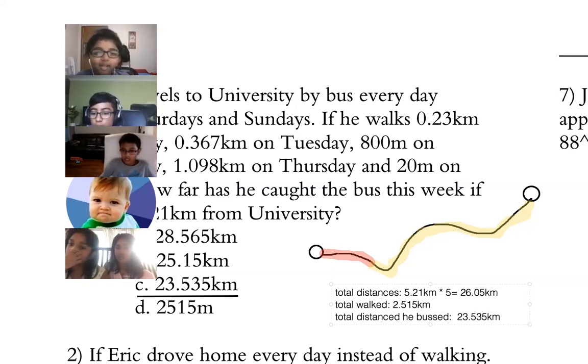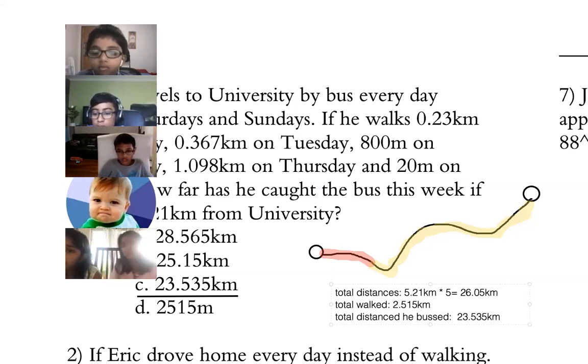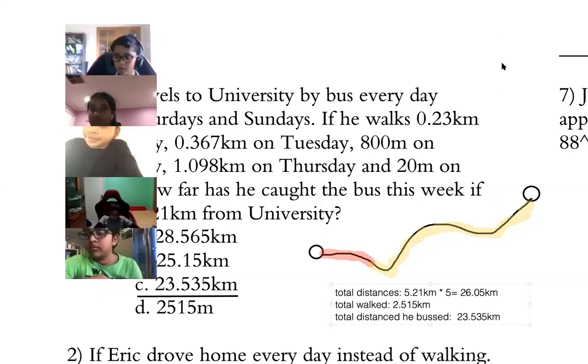23.535. Okay, so for the people who got this question wrong, what I want you to do is write down why you got this question wrong. Take a note of the reasons you got it wrong. Is it because you got the figures wrong? Is it because you didn't do the calculations correctly? Is it because you didn't know what the question was saying, etc.? Take a note of why you got the question wrong.